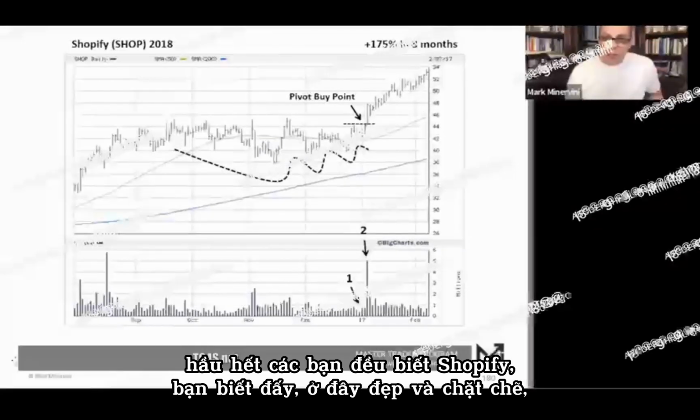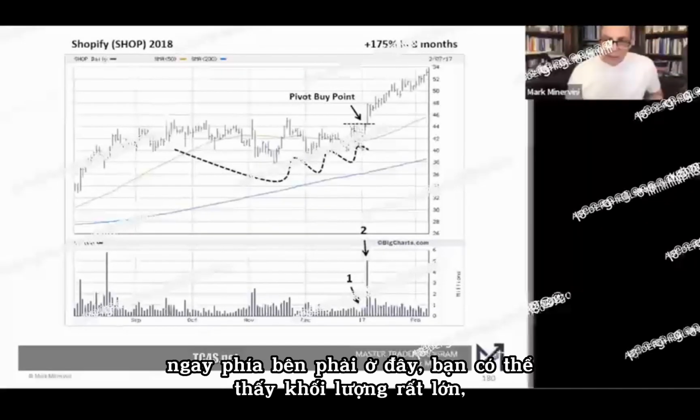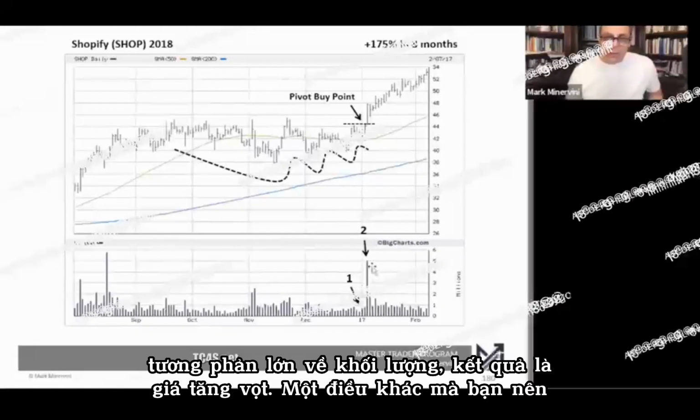Shopify, most of you would know Shopify, nice and tight here, right on the right side here. You can see this had huge volume, big contrast in volume.